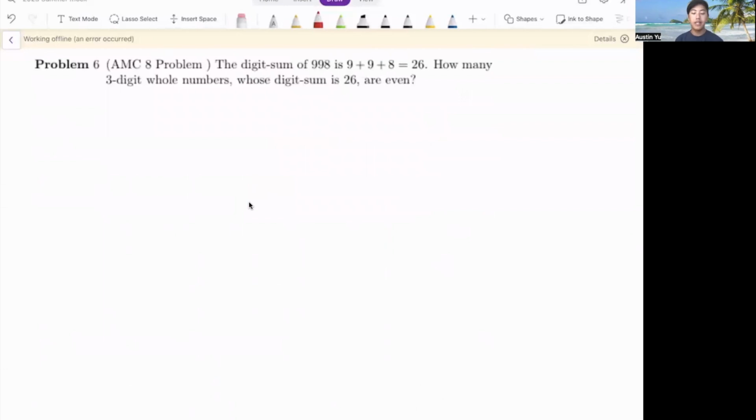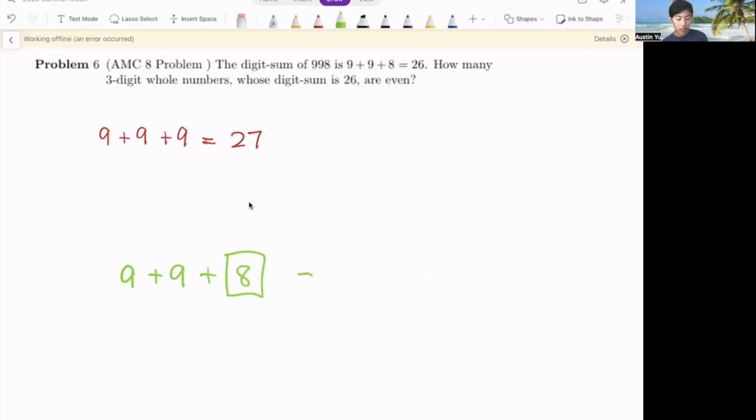Problem 6, the digit sum of 998 is 9 plus 9 plus 8, which equates to 26. How many 3-digit whole numbers whose digit sum is 26 are even? Well, for this problem, we can see that obviously 9 plus 9 plus 9 is already 27, right? So in order to make this satisfy, we have to at least have two nines, right? Or else how is it going to reach 26? So therefore, 9 plus 9, that gives us 18, plus one other number, which is 8, equals 26.